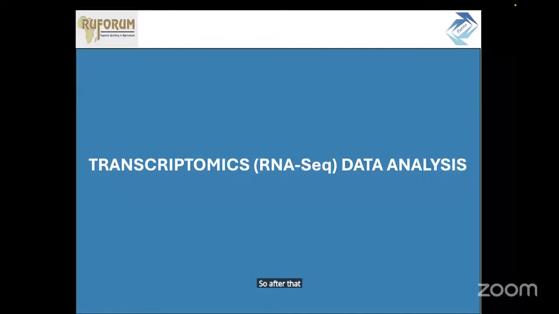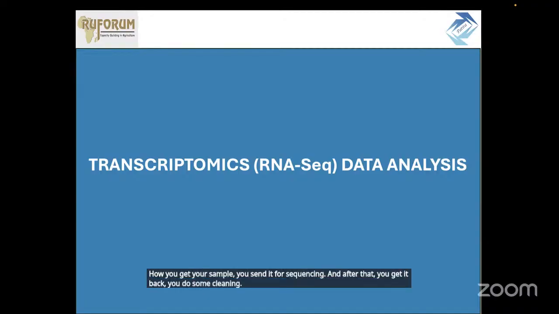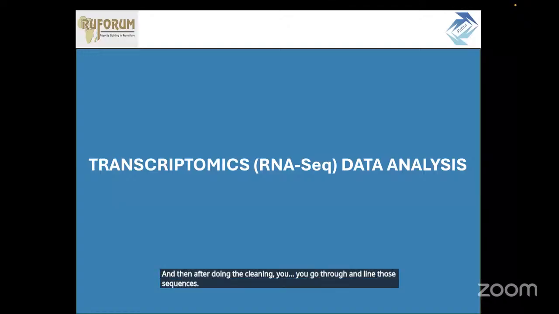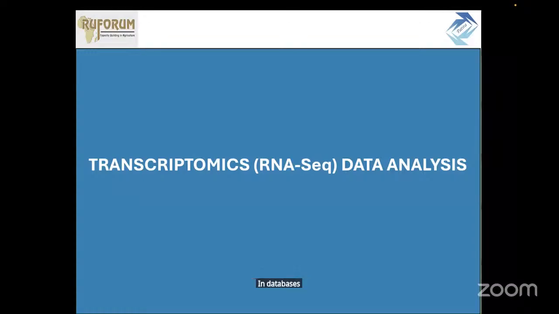So after that, we did metagenomics. Metagenomics basically is the study of genetic materials in an environment, and the environment can be soil, forest, gut, human skin, and so forth. And we went through the process of how you get your sample, you send it for sequencing. Then after that, you get it back, you do some cleaning, and then after cleaning, you align those sequences in databases to find out what type of microbes you have.